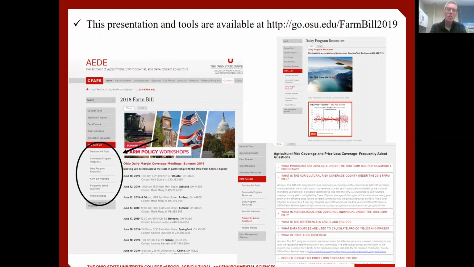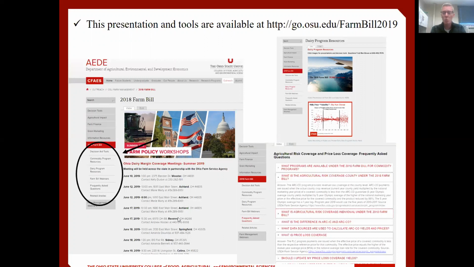It takes you to this welcome page where we have information about the dairy program. We have a frequently asked questions page where we log all the questions we get asked, find answers for them, and put them on the website, along with decision aids, additional webinars, and then information about the commodity programs that we're going to discuss here along this tab here on the left-hand side.